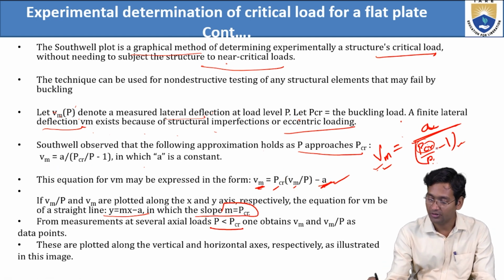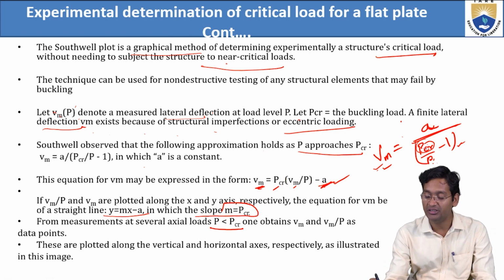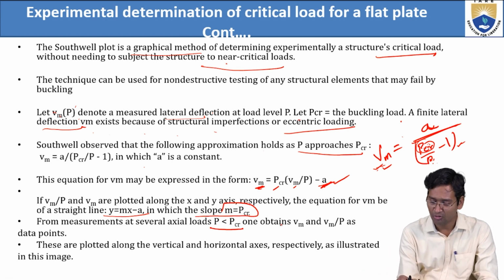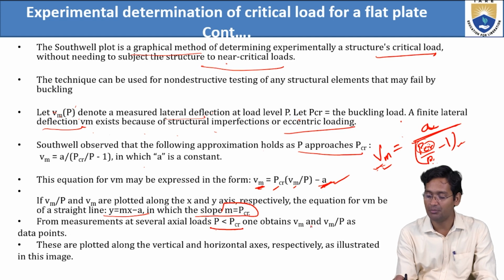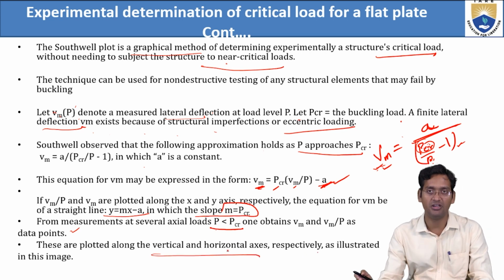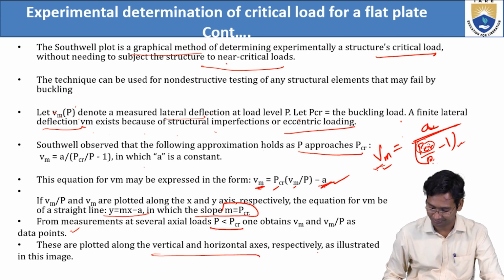Or in this also. Here, PCR should be greater than P, as we already discussed. Only then will this be positive and some deflection will be there. P should be less than PCR. One obtains Vm and Vm by P as data points. These are plotted along the vertical and horizontal axis respectively, as illustrated in the image.